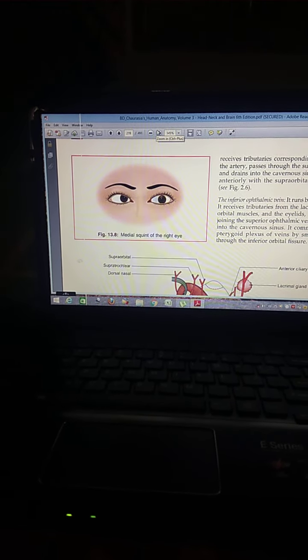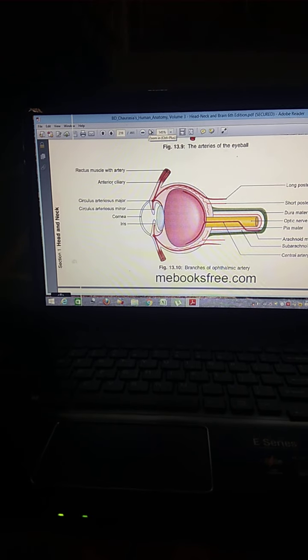Now this is the figure of the medial squint of the right eye. This is the figure of the arteries of the eyeball. This is the figure of the branches of the ophthalmic artery.